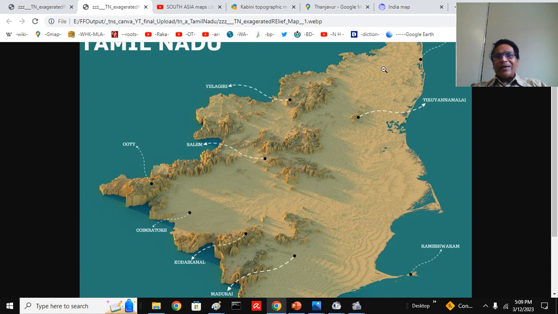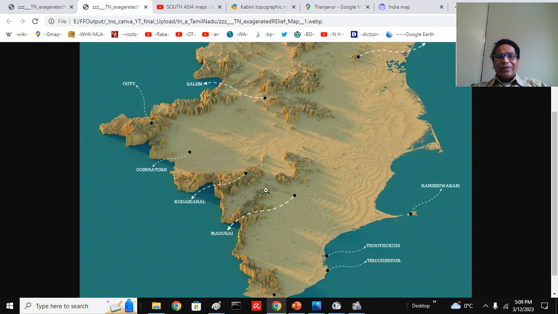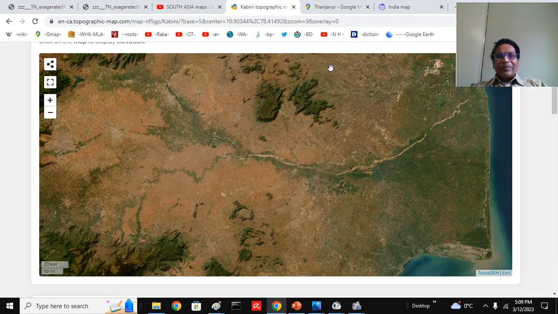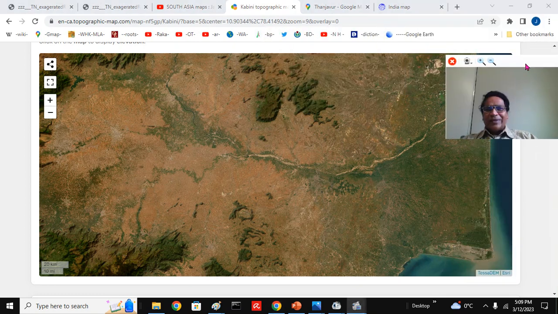We discussed the previous Palar basin and Ponnaiyar basin. In the south we see the Vaigai river comes here, is the Rameshwaram peninsula. This is the Tamraparni region. And exactly the same thing we are showing here.